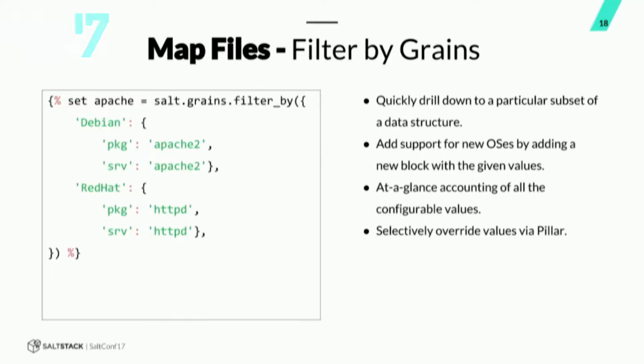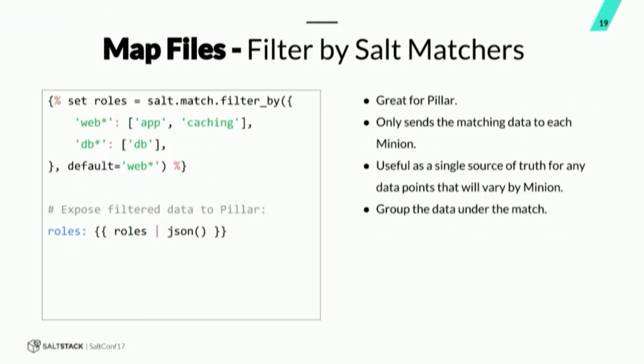And then yeah, this filter by just says, if you're on a Red Hat system, grab the subset of the dictionary so that we can then reuse that from there on out. It also allows overriding by pillar values. All right. There's also a lesser-known one, which is in the match module.